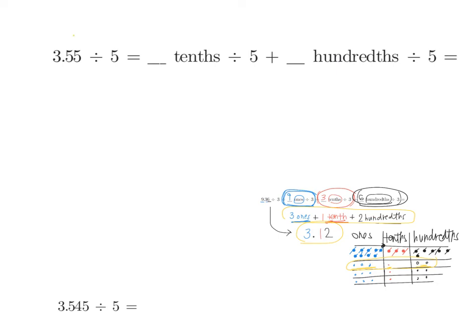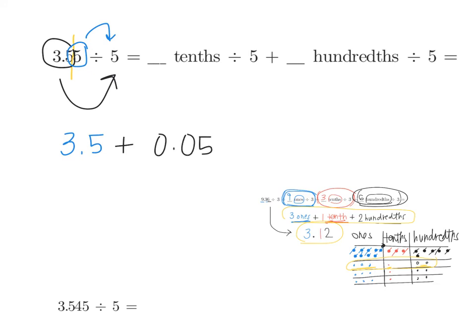Instead, if I split it here, what are my 2 numbers? What number do I have there? 35. Is that easily divisible by 5? Good. What number am I left with here? Is that also easily divisible by 5? So we want to split it in a way that will make our lives easier. So instead of saying 3 and 5, I can say 3.5 plus 0.05. Do you see how that's the same thing?